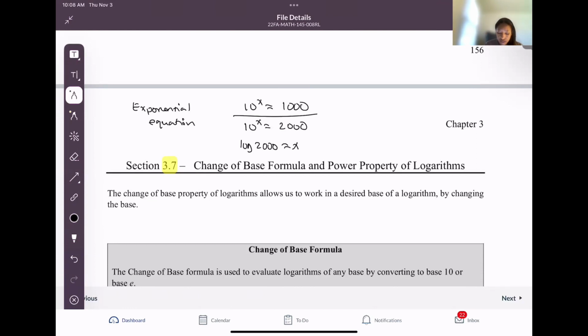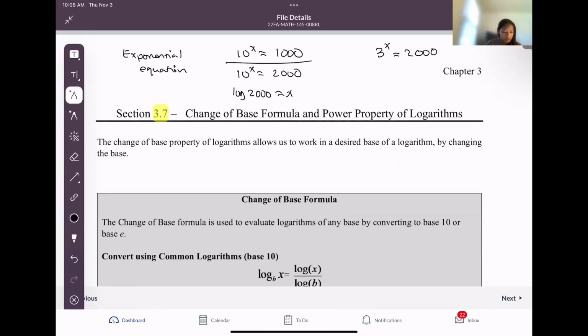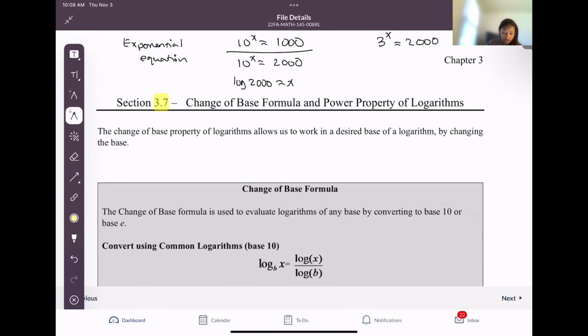But what if we have another expression? What if we have 3 to the x power equals 2,000 and we want to solve for x? We can't use the common log because the common log is base 10, not base 3. So we have to talk about a couple other properties of logarithms that will help us solve exponential equations with any base, not just base 10, okay? The first topic that we talk about here is the change of base formula.